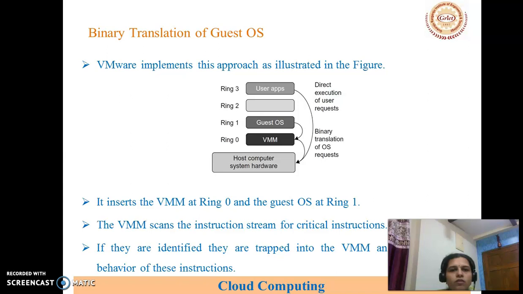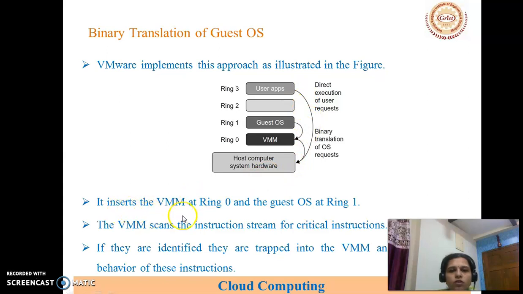How will the structure be? Binary translation of the guest OS, how will it be? VMware implements this approach as illustrated in the figure. Here we have the host computer system hardware. On top of it we have the virtual machine monitor and guest OS. On top of that we have the user apps. Here each stage is called ring 0, ring 1, ring 2 and ring 3. So binary translation happens from the guest OS to the virtual machine monitor to the host computer, whereas the user apps connect directly with the host computer system.